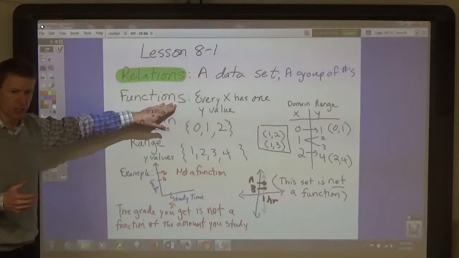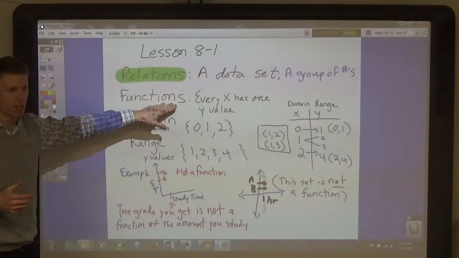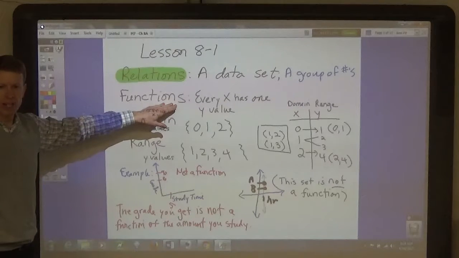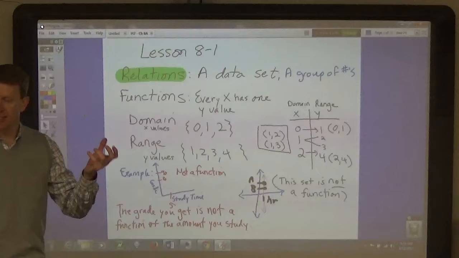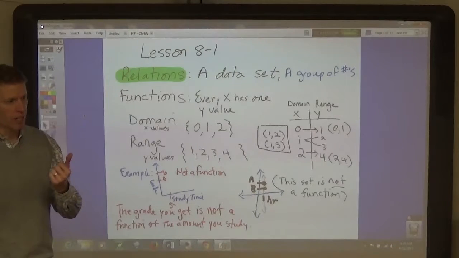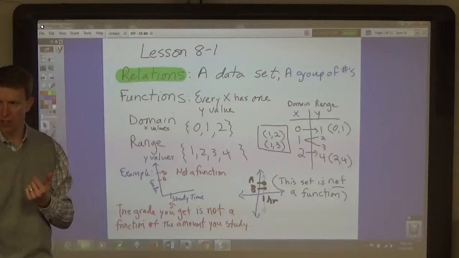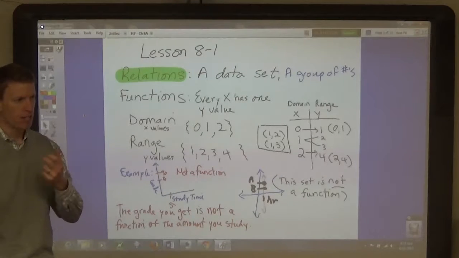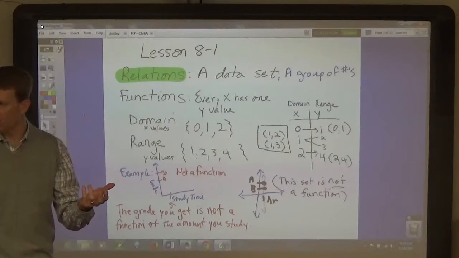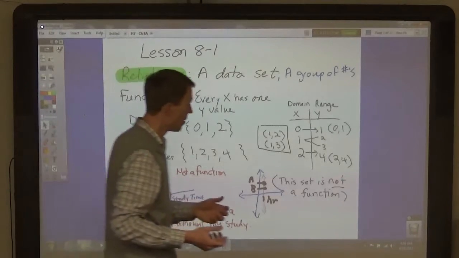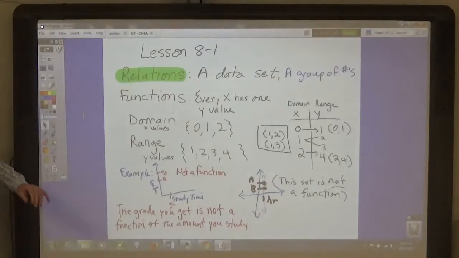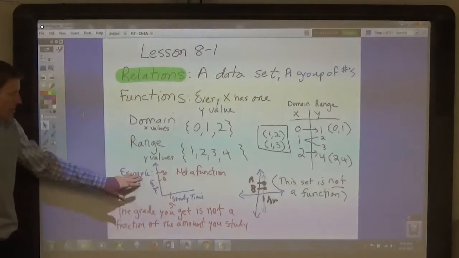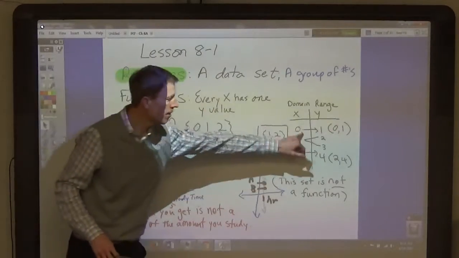Another type of relation is called a function. And that's when every x value gives you one y value. So, feet and inches are an example of a function, because every time the feet changes, the number of inches also changes. But not every type of relation is a function. And this is an example of a set that is not a function.